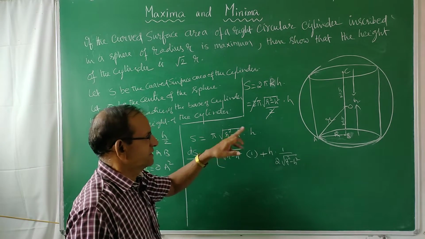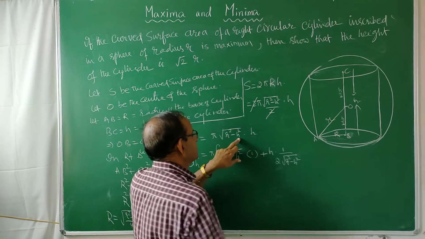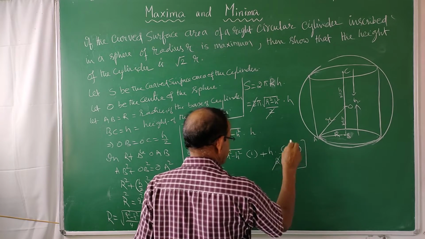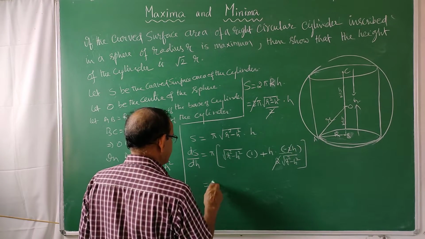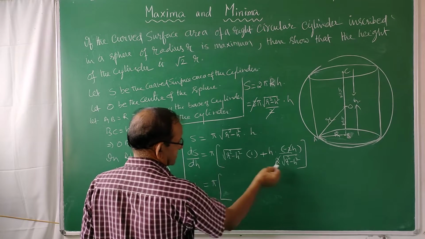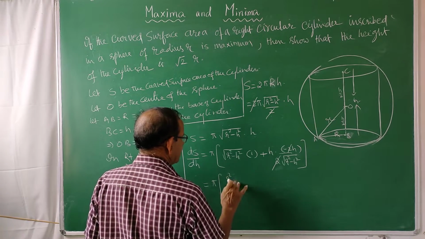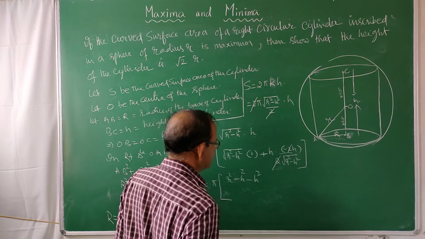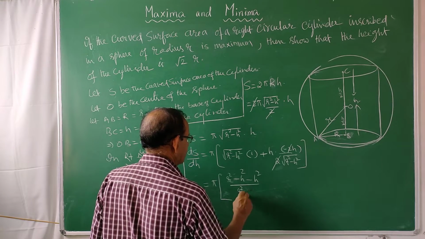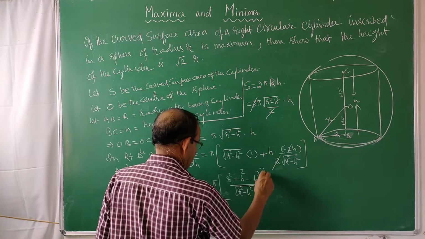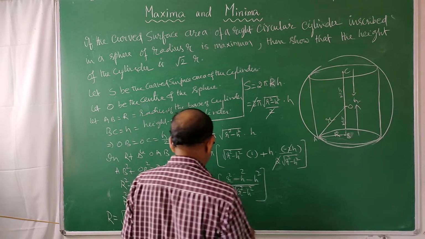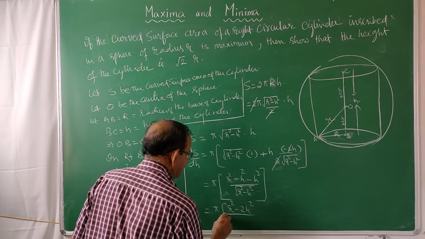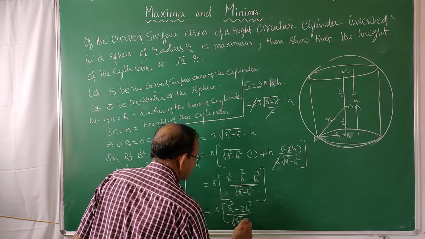r square is constant because that is the radius of the sphere, only h square is the variable. So it is 0 minus 2h, that is minus 2h. 2 is again cancelled here. If you take LCM, pi into root of r square minus h square into root of r square minus h square, r square minus h square minus h square, plus h into minus h square by root of r square minus h square. Here 2 times h square. So that is pi into r square minus 2h square by root of r square minus h square.